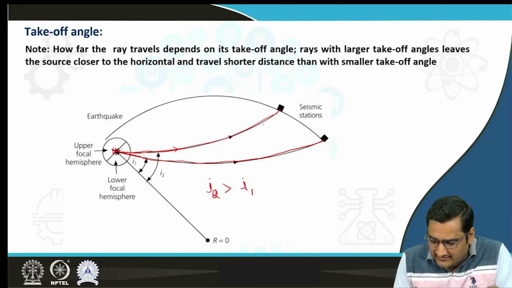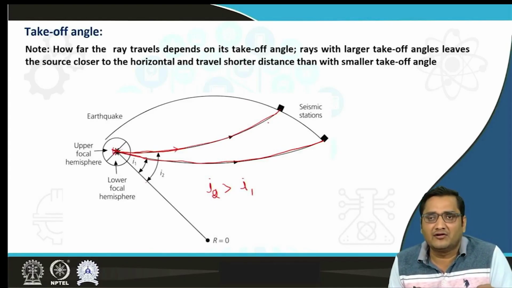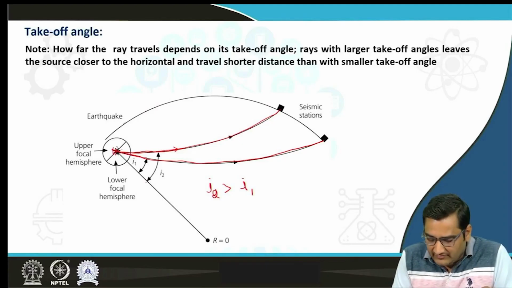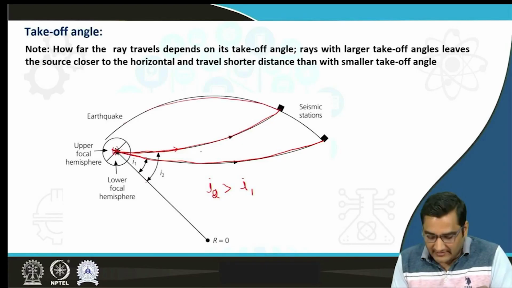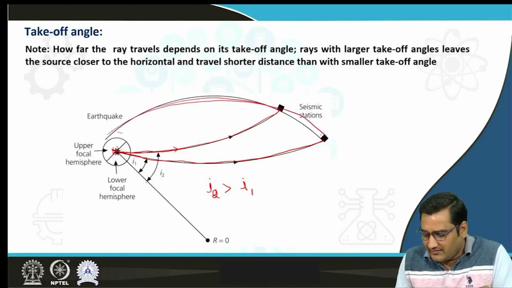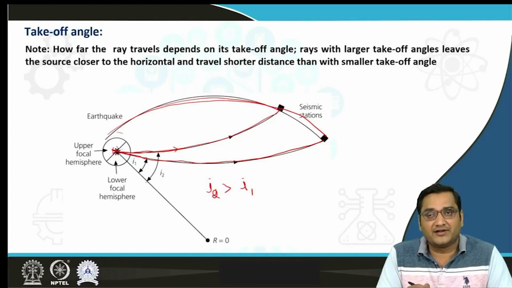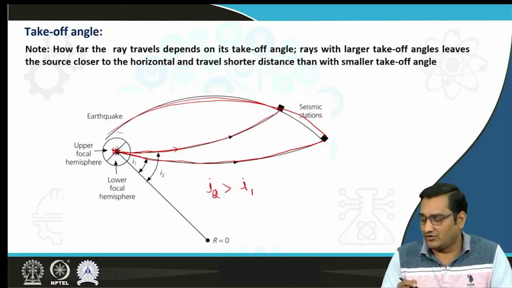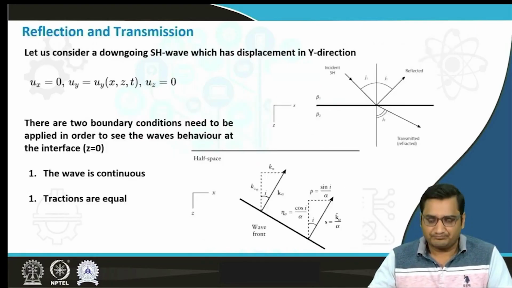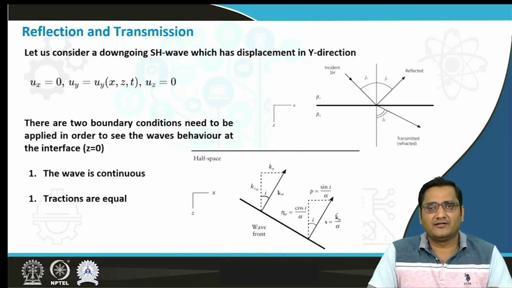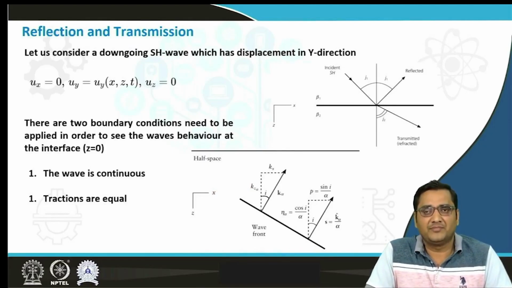You can see that i2 is greater than i1. But when you look at the distances traveled by the ray having takeoff angle i2, it has a shorter distance on the surface than the one having takeoff angle i1. So what you can conclude is that how far the ray travels depends upon its takeoff angle. Rays with larger takeoff angles leave the source closer to the horizontal and travel shorter distances than those with smaller takeoff angles. Now, let us talk about the reflection and the transmission of SH, P and SV waves.